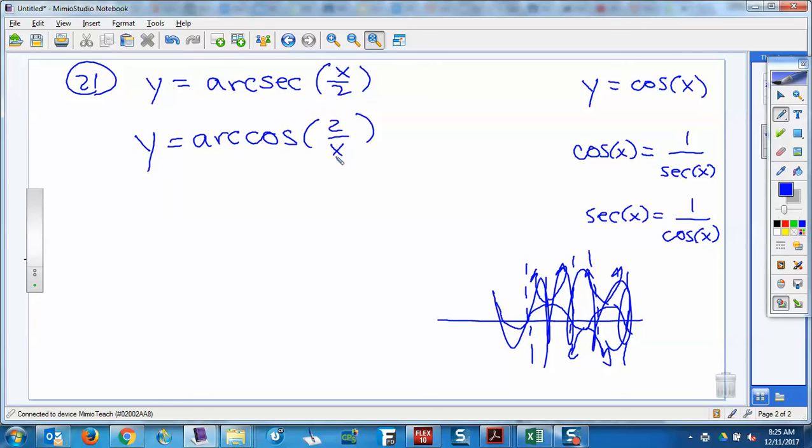That's all you do. So if you ever had an arc secant, an arc cotangent, or an arc cosecant, if you had any of the reciprocal functions, so secant, cotangent, or cosecant, then all you do is take whatever the input is and just flip it, and then you got the other one. So that's how I would do this one. So I would write this as arc cosine of 2x to the -1.